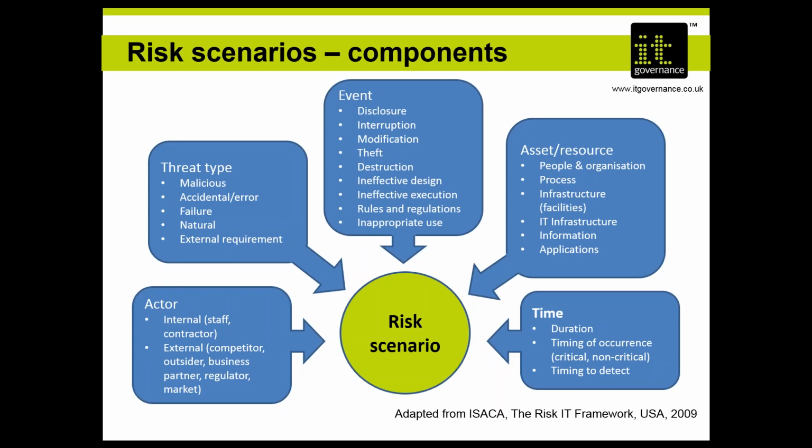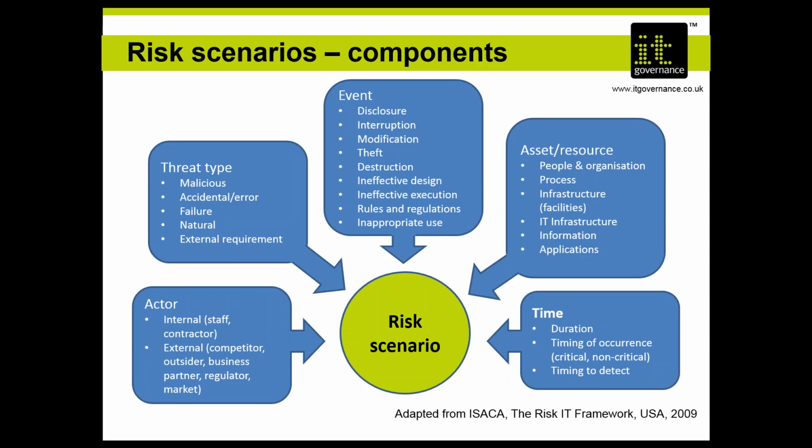And the event itself might be the theft of data or the modification of data. It might be unauthorized disclosure or interruption of processing. It might be ineffective execution of a process or a service because the data in it is incorrect. All of those are the types of events which might manifest the fact that a particular threat has been put to work. You know what the asset is.